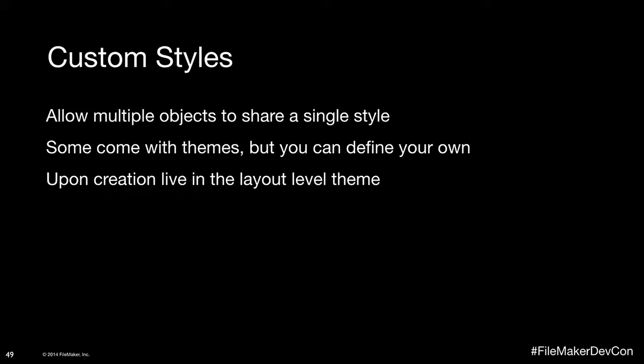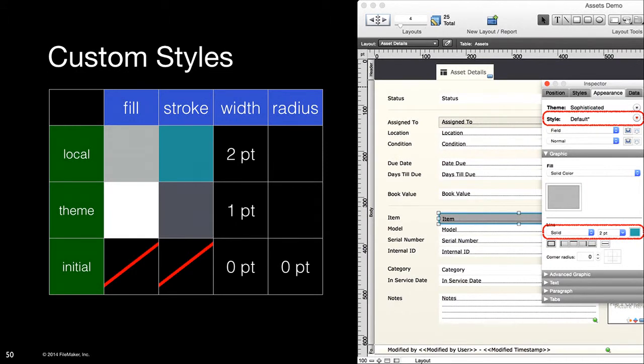So let's talk about custom styles. Here's an example I've got. I've changed the look of this one field to have a different fill, a different stroke, and a different border width. Right now, they live in the local styles. You can tell that they live in the local styles because up there in the inspector it says default, there's a little asterisk next to it, and the arrow next to the style is red. That means we've got a modification here. This isn't using a vanilla default. This isn't using a vanilla custom style.